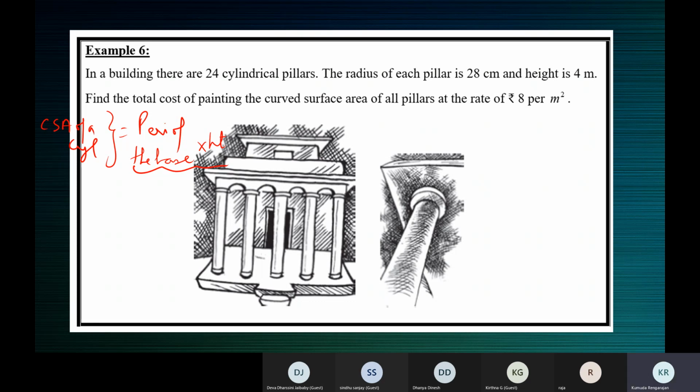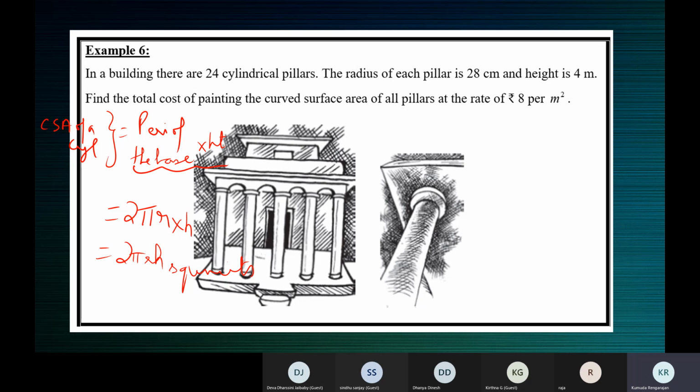What is the shape of the base in a cylinder? Circle, ma'am. What is the perimeter or the circumference of a circle? 2 pi r, ma'am. So perimeter of the base is 2 pi r. Why 2 pi r? Because the base is a circle. And let's say the height of the cylinder is h. So into h, that is 2 pi rh square units. 2 pi rh square units is the formula to find the CSA of a cylinder.